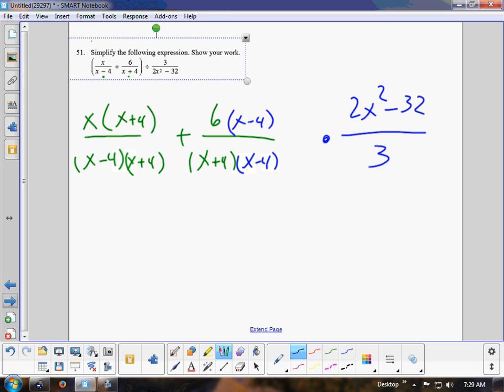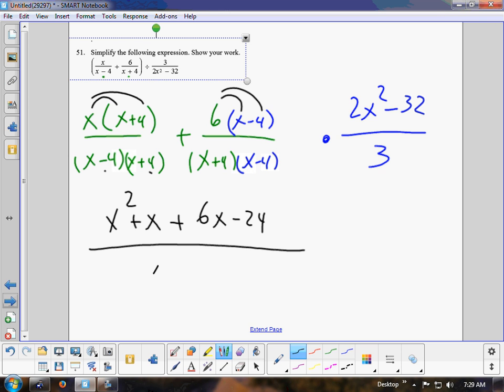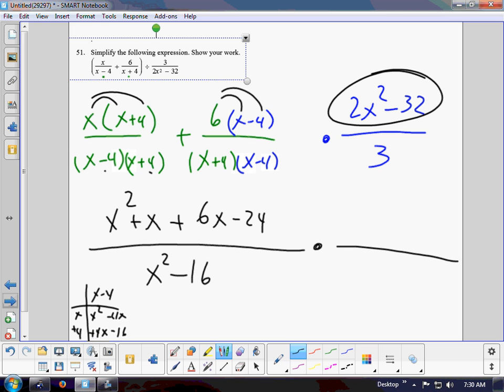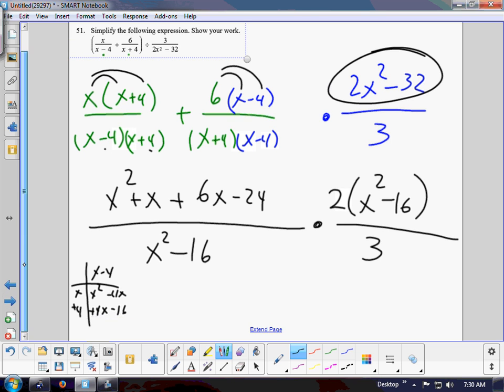Let's see. So this here is going to turn into x squared + x + 6x minus 24 all over. Well, this times this is really x squared. If I do a little table and multiply x minus 4 and x + 4, I'm going to get x squared minus 4x + 4x minus 16. So this turns into x squared minus 16. Over here, I can factor this. I take a 2 out, and that turns into x squared minus 16. That's nice.